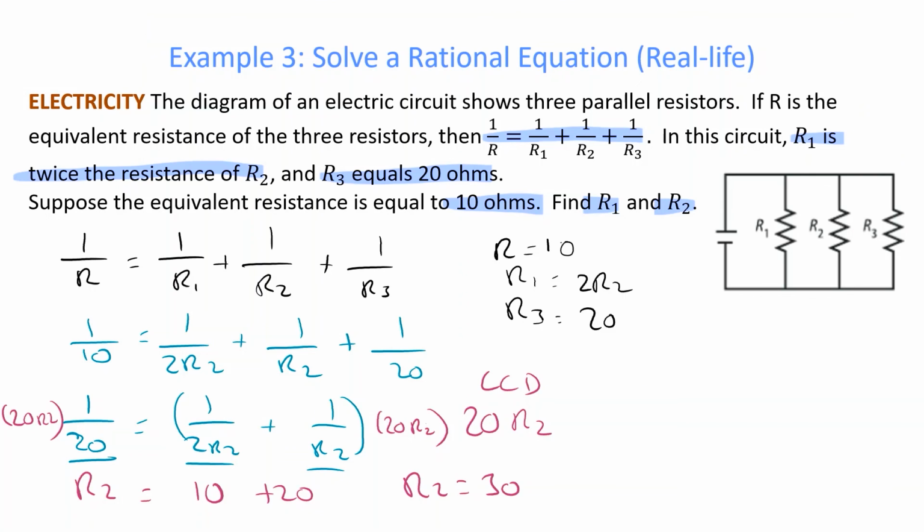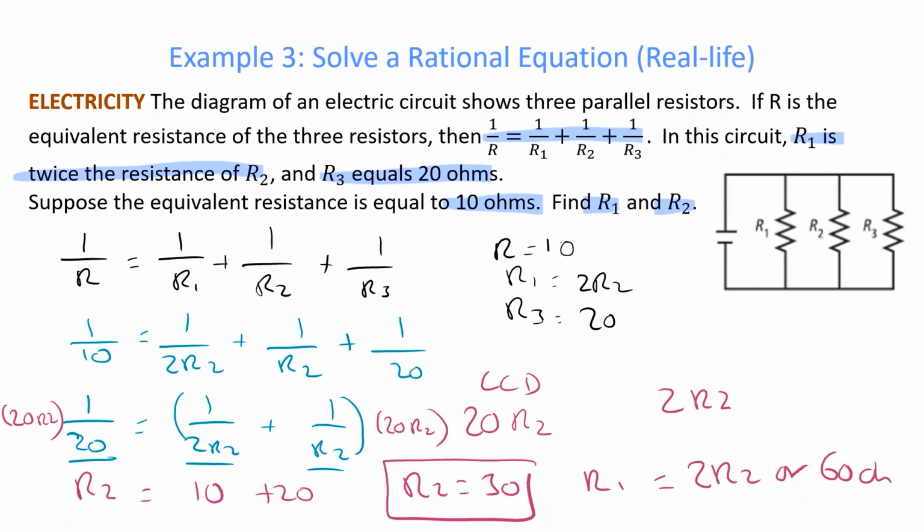So what we have is R2 equals 30. So now that we have worked out R2, we can use this information to work out R1. We know that R1 is going to be 2R2. So we are going to double our 30, so we're going to have 60 ohm. So R1 is equal to 2R2 or 60 ohms. We now have both of our solutions. We have calculated both R1 and R2.